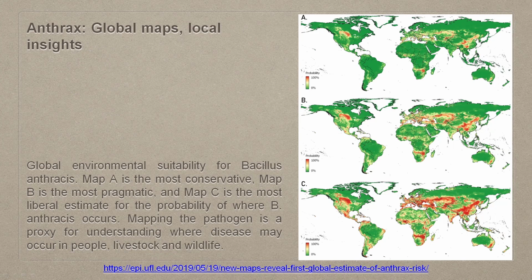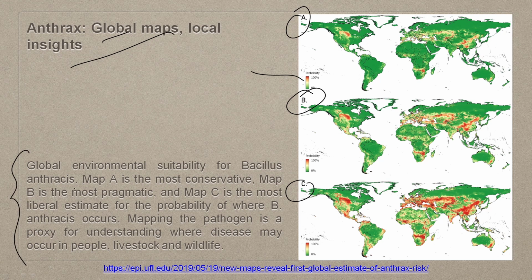Now, having said this, this is the map I wanted to show you, anthrax, the global map and the local insight. If we follow this map from top to bottom, there are 3 maps here, A, B and C. When you see red color here, that means extremely high propensity of anthrax. Globally, environmental suitability for Bacillus anthracis, map A. Map A is the most conservative map. When I say most conservative map, it means anthrax is there, but it is not going to spread really through.